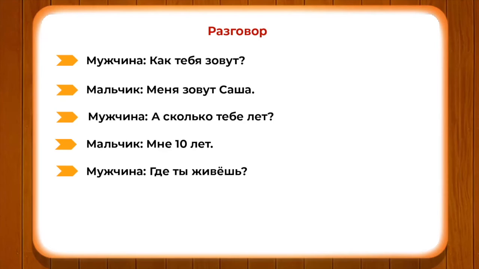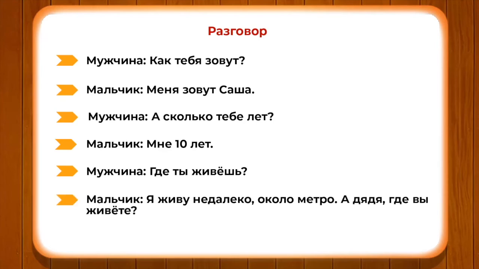The boy is answering, я живу недалеко. I live not very far. Недалеко, because in Russian, if you want to say far, you use the expression далеко, but when not far, we use недалеко. We also have certain other expressions to express that I don't live far, which means I live nearby. So we can also say я живу рядом. I live nearby.